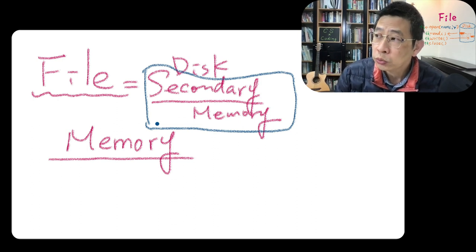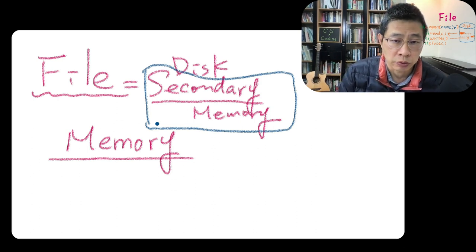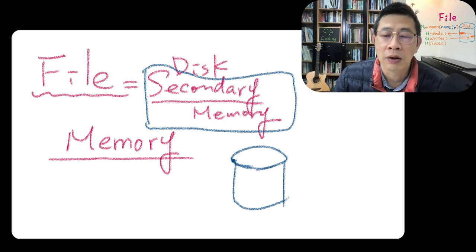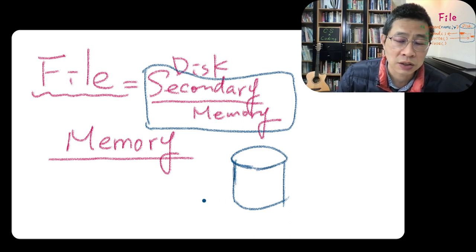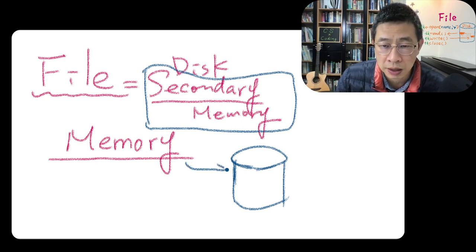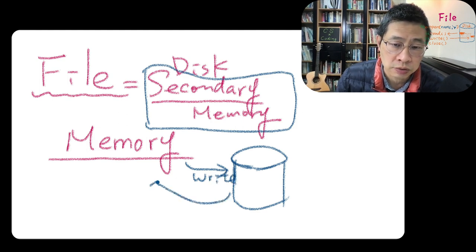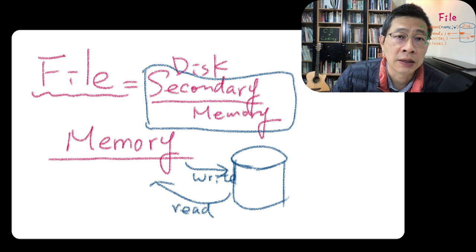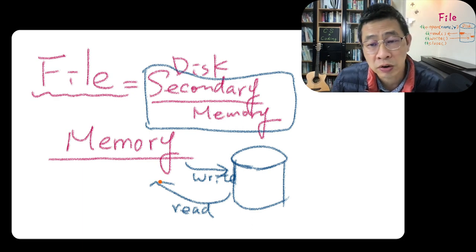So how do we handle this in our programming language? Let's assume this is your disk. Now I know the disk doesn't look like this, but it doesn't matter. This is your memory. You want to write back, and then you want to read, right? This is a normal thing. In Python and a lot of other programming languages, doing these things is very, very high level.